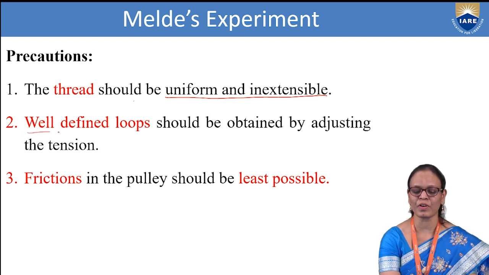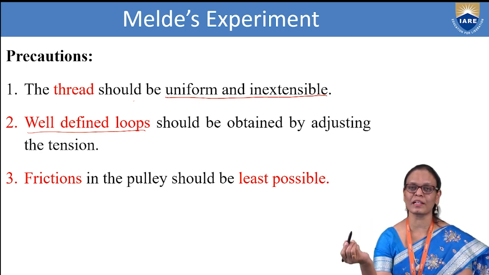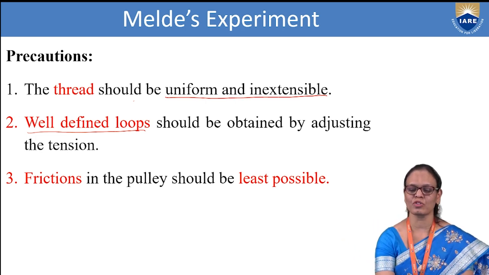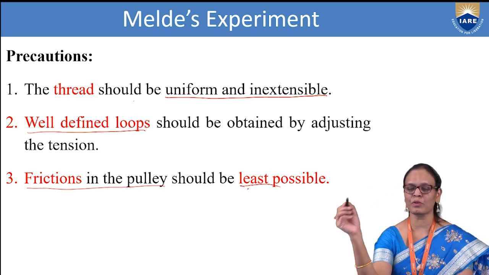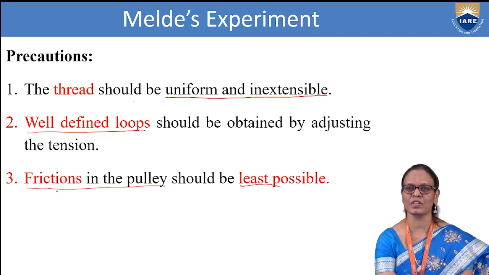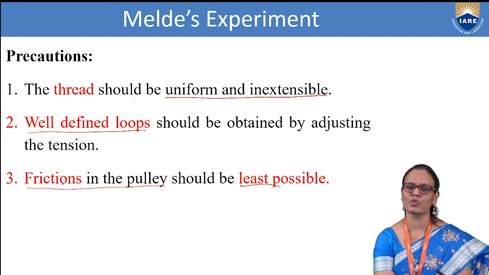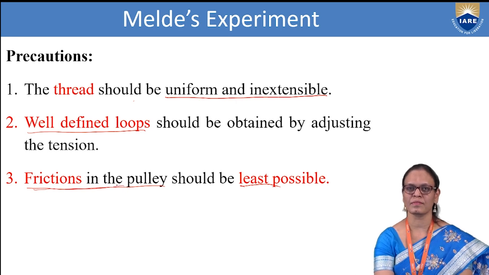Then the loops should be well defined. When you are vibrating with the help of the electromagnet, the waves that are produced and the loops that are formed should be well defined. You should be able to observe the nodes and the antinodes very clearly. Only then you can measure the distance and the number of loops so that you get the length of each loop. And the friction in the pulley should be least because we are using a pulley to pass the thread and hang the pan. So this should not have any friction. If there is friction, again that will obstruct the motion of the waves. So we need to take care that we are using a pulley which is frictionless.